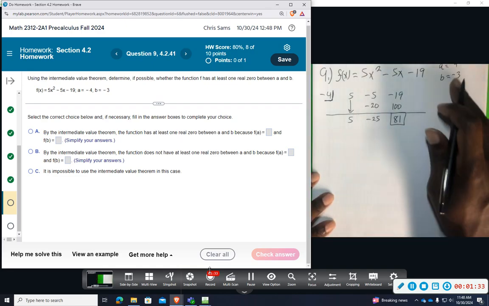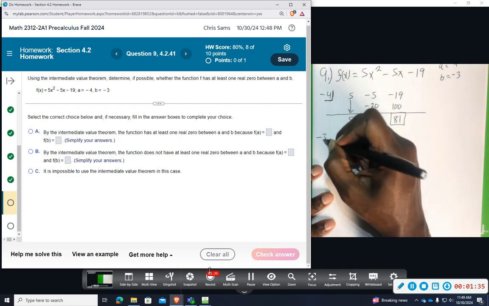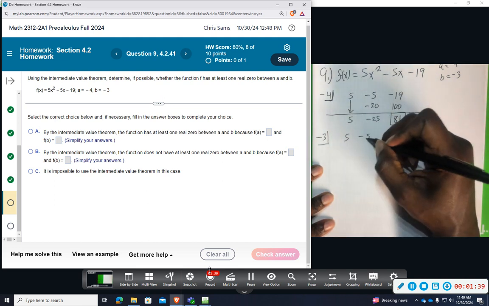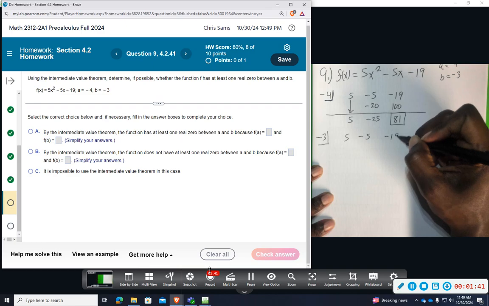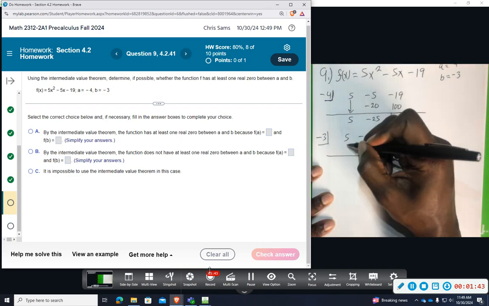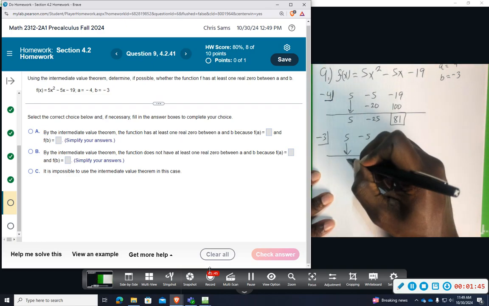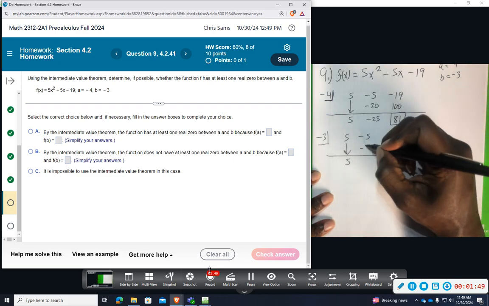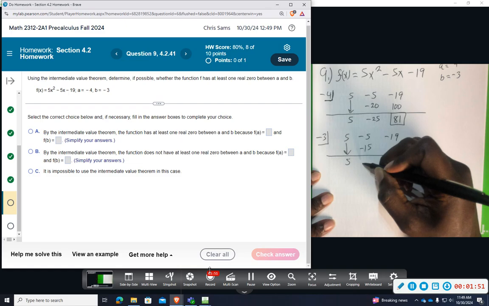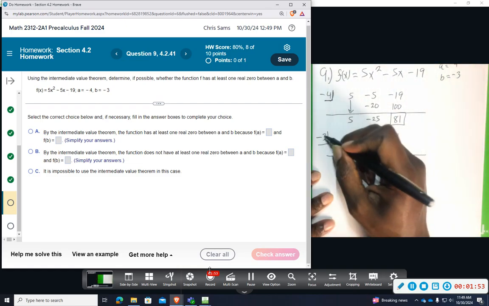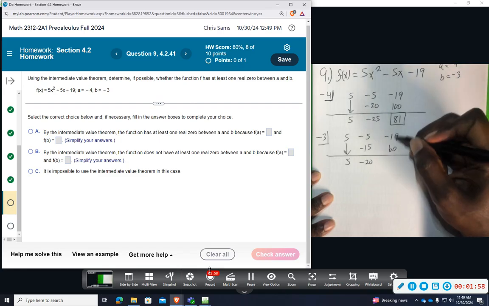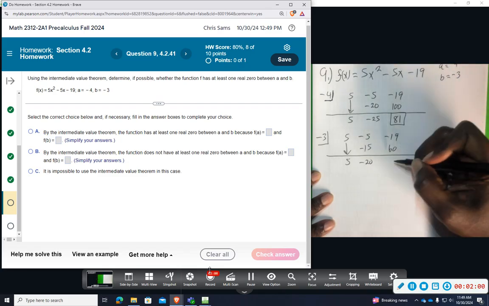When we plug in -3, 5, -5, -19. -3 times 5, -15. Add these, we get -20. -3 times -20 is going to give us a positive 60. Add these, and we get a positive 41.